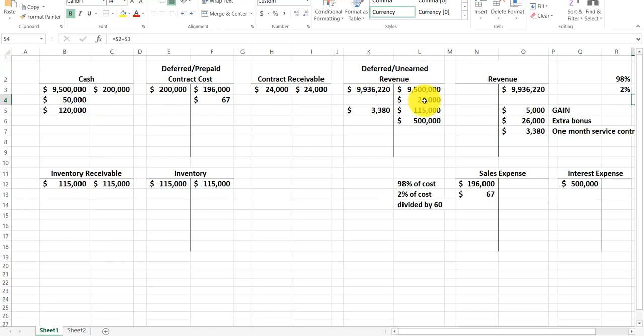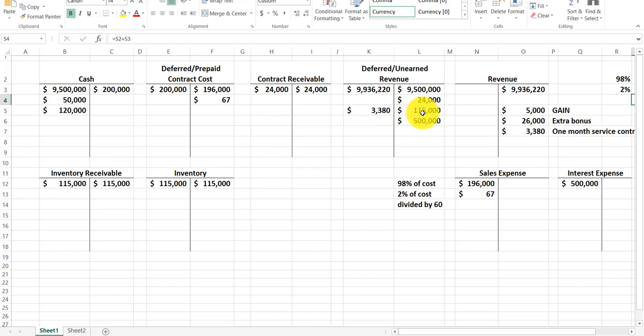We then look at the variable consideration, because the contract kind of changes during the narrative. First thing that happens is that we change the terms, and they're going to give us some inventory instead of $100,000. Now that inventory is worth $115,000. So we debit inventory receivable and credit the unearned revenue.